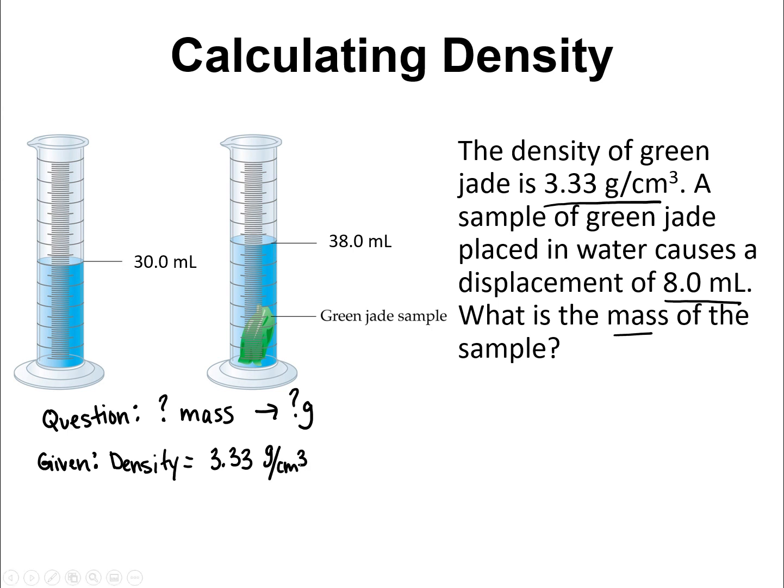And we also know the volume. We're told that the green jade displaced 8 milliliters of water. That's our volume. We can rewrite that as 8.0 centimeters cubed because 1 milliliter is the same as 1 cubic centimeter, or 1 centimeter cubed.